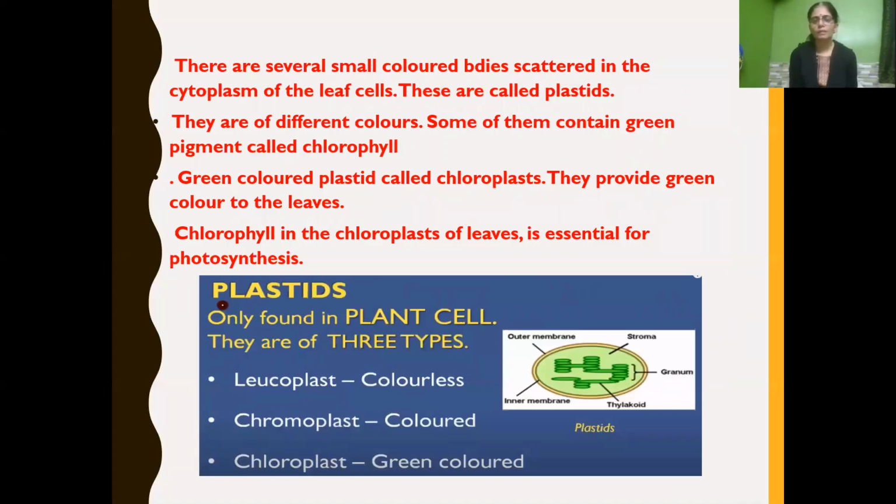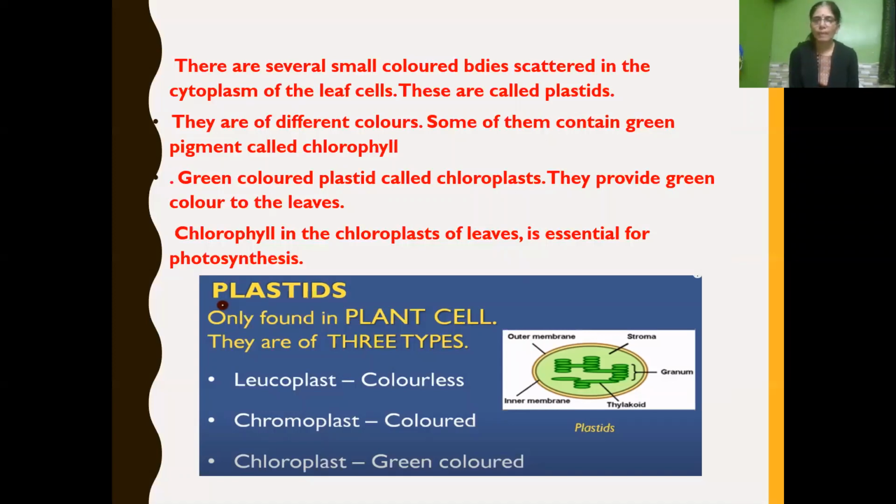Then there are several small colored bodies which are scattered in the cytoplasm. If we see a leaf cell, we can see many colored bodies scattered in the cytoplasm. We call these plastids. And plastids are of different colors. Some of them contain a green colored pigment called chlorophyll. We know that chlorophyll gives green color to the leaf, isn't it? So green colored plastids are called chloroplasts, and they provide green color to the leaves. Chlorophyll in the chloroplasts of leaves is essential for photosynthesis.